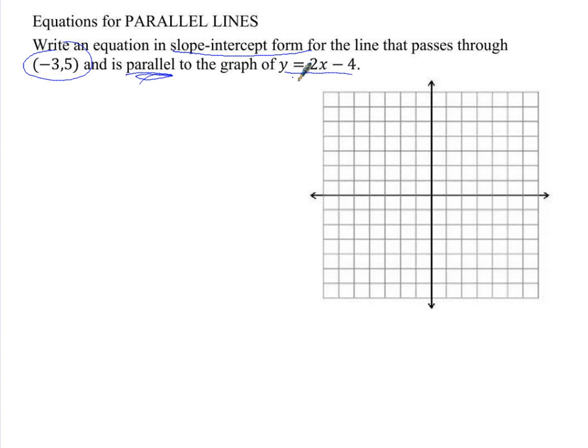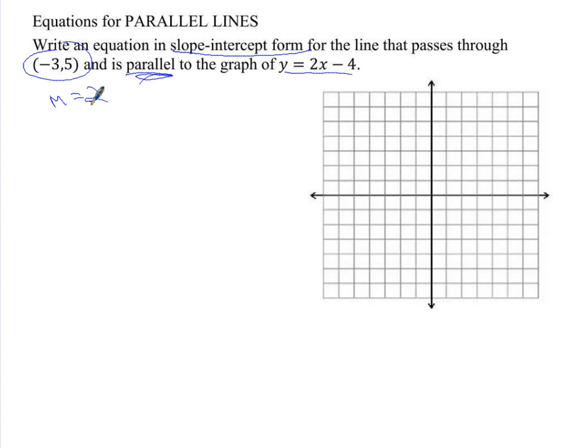If my line is parallel to this line, then what will my slope be? Parallel lines have the same slope. So therefore, my line will have the same slope as this line. What is the slope of this line? 2. So therefore, my line has a slope of 2. And now, I know that m equals 2 for my line.